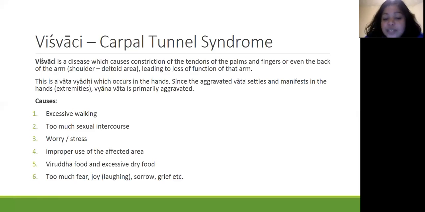And of course, excessive dry food as well, that is fairly obvious, will aggravate Vyana vata, because the dry food will start to absorb or dry out the body itself. It'll absorb the natural amount of moisture that is needed. And therefore, when it dries out the moisture, it creates more space. So Vyana vata moves faster and more quickly gets aggravated.